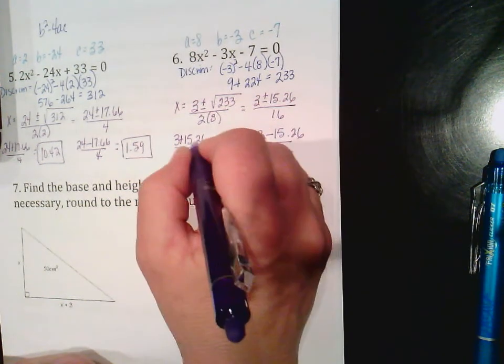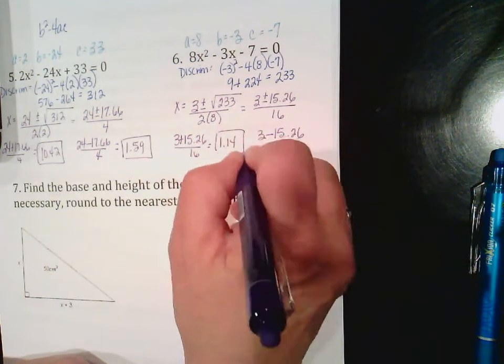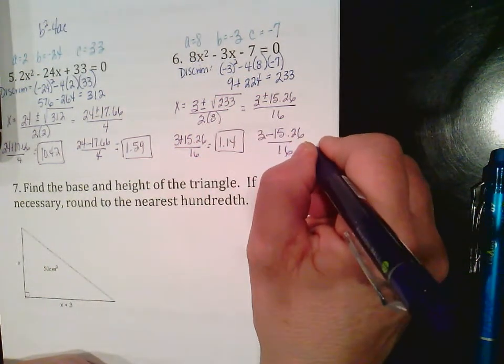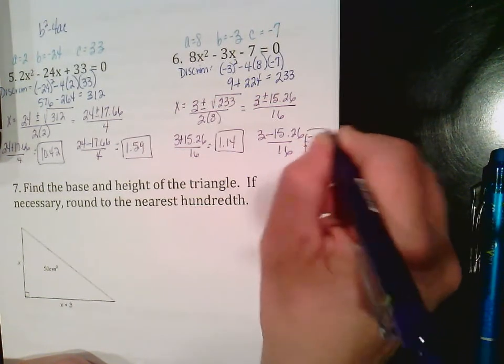My two solutions are going to be 3 plus 15.26 over 16 and 3 minus 15.26 all over 16. If I add and divide by 16, I get 1.14. And if I subtract and divide by 16, I get negative 0.77. It's a negative.